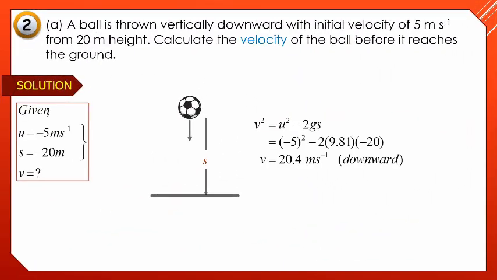For question number 2a, a ball is thrown vertically downward with an initial velocity of 5 meter per second from 20 meter height. So referring to the given information, u is the initial velocity and the displacement is negative because both the directions are downward. To calculate the velocity of the ball before it reaches the ground, we use the equation v squared equals u squared minus 2gs. We substitute the value and we get the magnitude of the velocity is 20.4 meter per second, and the direction is downward.